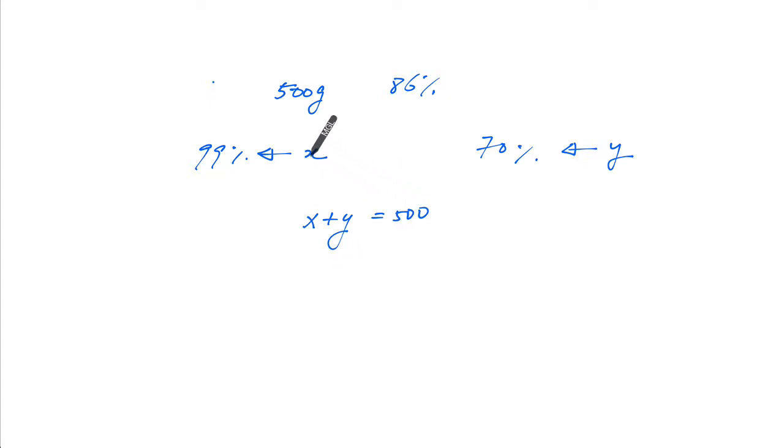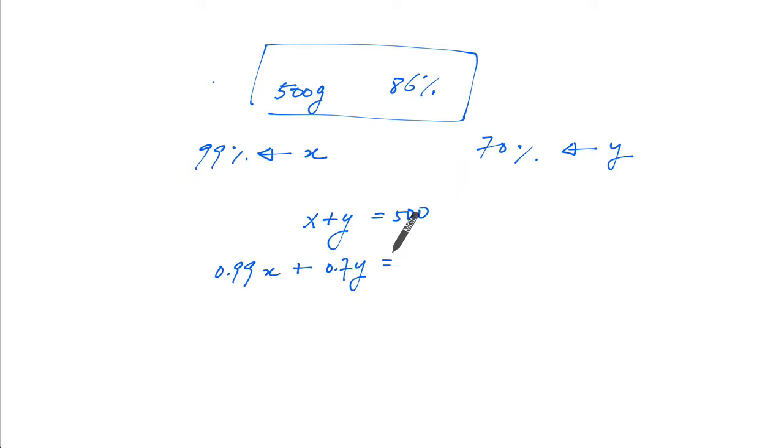Okay? And we know that the X is only 99% pure, well, mostly, right? Most of it is, but 0.99 of X, 99% of X, is pure chocolate. And 0.7, 70% of Y, is pure chocolate. That is equal to the pure chocolate amount in the final result that we want, which is 0.86 times 500. Okay, does that make sense? That's the translation. That's the system of linear equations we get from translating the question from English to math.